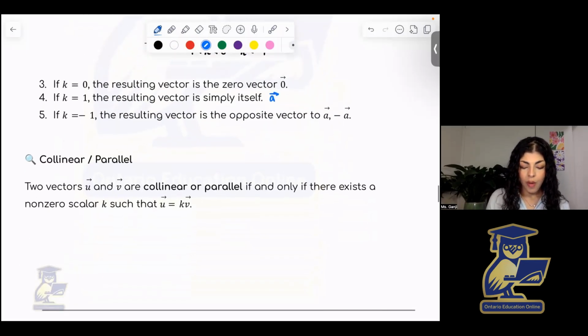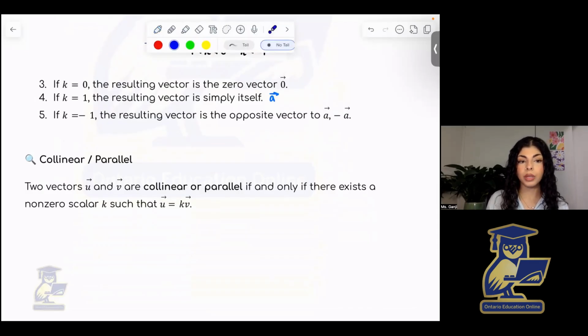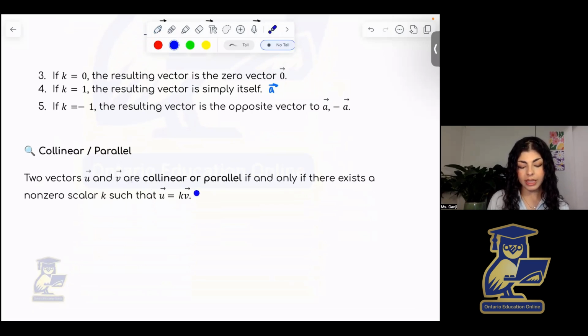Now we also have the concept of collinear and parallel vectors. Two vectors u and v are said to be collinear or parallel if and only if there exists a non-zero scalar k such that vector u is equal to k times vector v. So pretty much it is a multiple of the other vector. And keep in mind it's non-zero because if it's 0, then multiplying it is just going to give you the 0 vector, so it's going to be true in all cases.